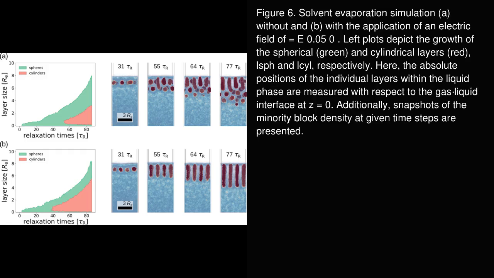Figure 6 depicts the temporal evolution of spherical and cylindrical layers during solvent evaporation of the diblock copolymer system A7B25, comparing scenarios without and with an applied electric field of strength 0.05. The left panels present layer growth plots, where the thicknesses L_SPH and L_CYL of spherical and cylindrical domains, respectively, are measured with respect to the gas-liquid interface at position Z equals 0. Without an electric field, cylindrical regions emerge later, around 15 relaxation times after their appearance in the field case, and grow more slowly.